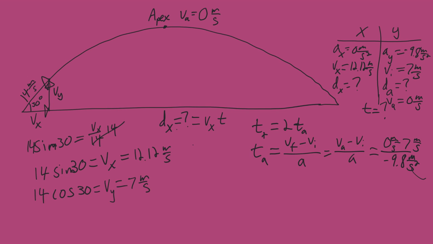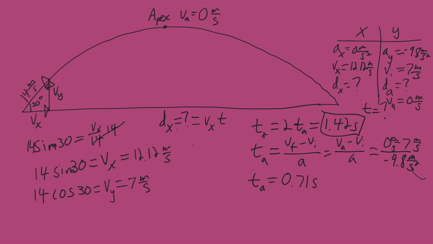Cool. So our time to the apex is going to be equal to, if you plug in your numbers, 7 divided by essentially 10, we're going to get 0.71 seconds. If we multiply that by 2, we are going to get 1.42 seconds. So that is our total time. That's the total time in the air.